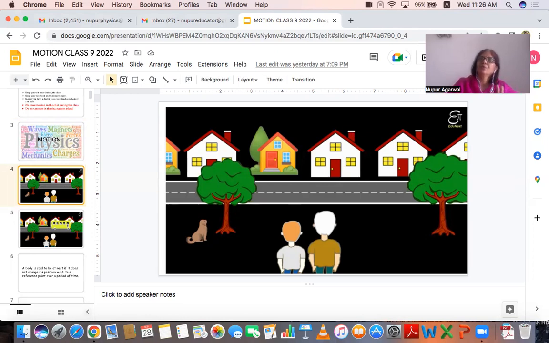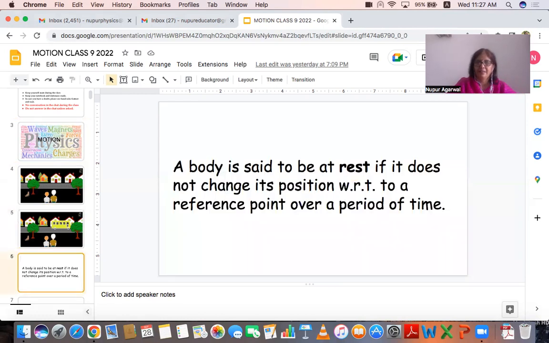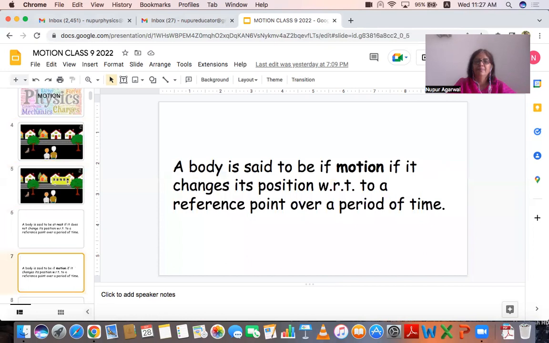But if you go to Jupiter or if there is a moving object, for example, this bus is moving on the road, then with respect to the bus, is the position of the house changing? Yes, it is changing. So the house is in motion with respect to the bus. But the same house is at rest with respect to the stationary tree, stationary dog, stationary people, and all those things which are stationary. I hope now it is getting a little clear, but don't worry. I will give you more examples and make you understand it even better.